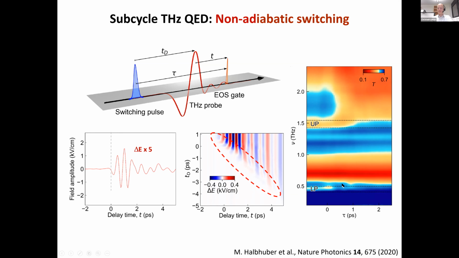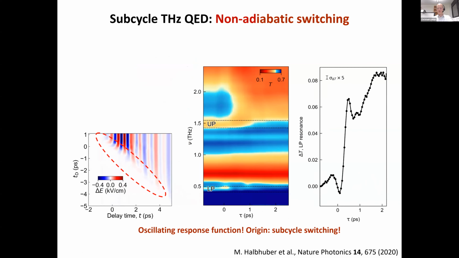This is the transmission as a function of our switching delay at the anti-crossing point. So you see here the region of the lower polariton and here the region of the upper polariton. The switching is obvious as the switching time progresses. But what is also clear is that the lower polariton does not just vanish, but rather it seems to undergo an oscillation. Investigating this more closely, this here is a line cut through this spectrum showing the transmission as a function of time at the lower polariton resonance.